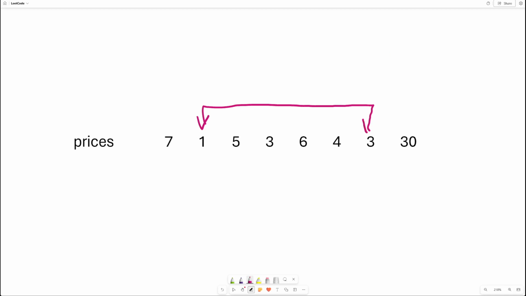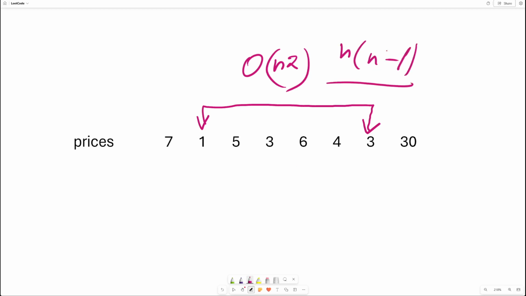Now, potentially there are almost, let's say, n squared number of different segments where we could buy and sell stock, right? It's probably n minus 1 times half of that. That's how many different segments there are for buying and selling stocks. Now, can we do slightly better?